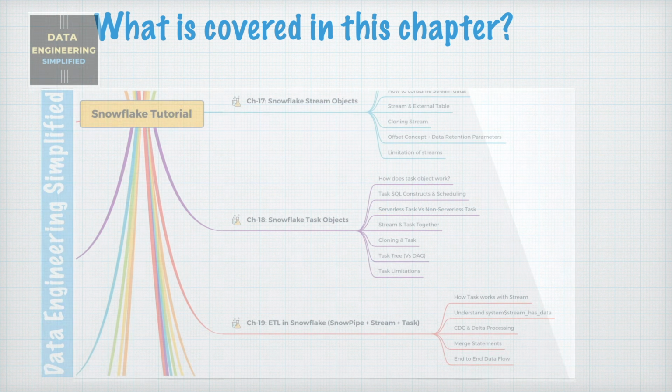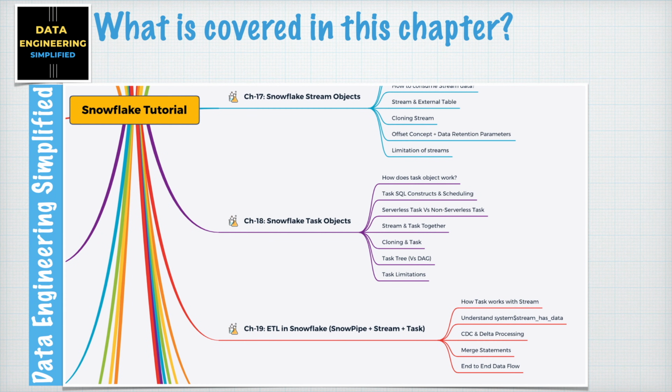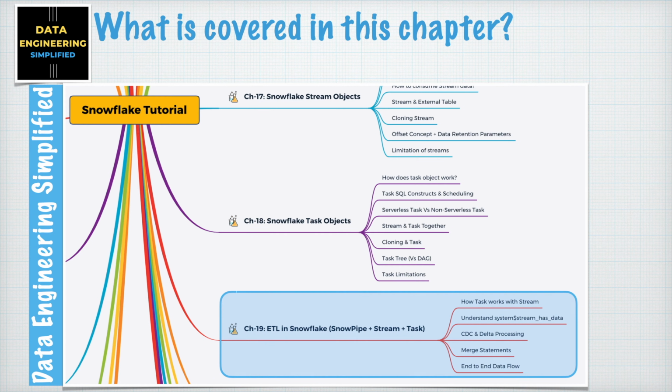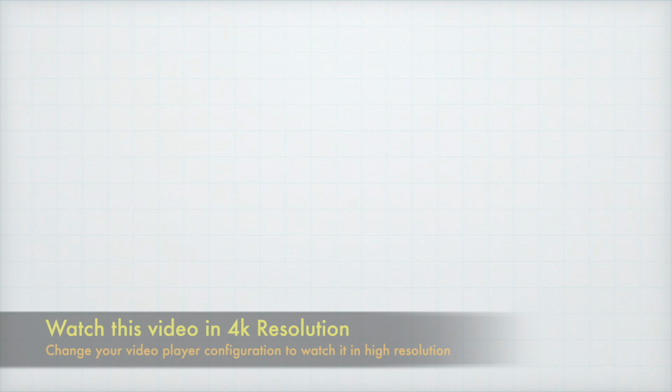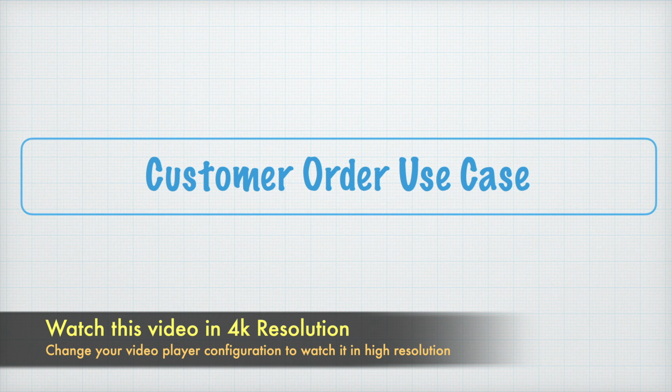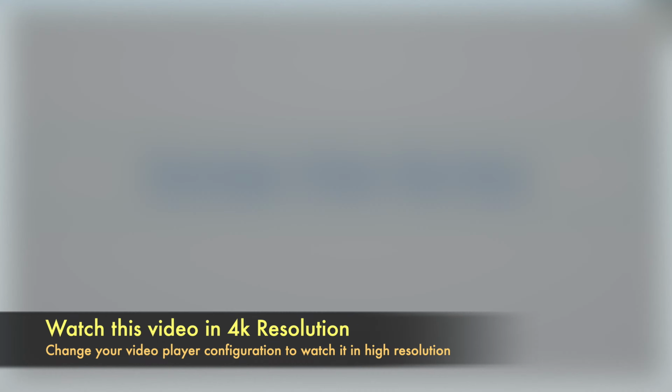This 19th episode will primarily focus on end-to-end data processing technique using pipe, stream, and task within Snowflake. We will practice everything using the Snowflake free trial edition and have a hands-on exercise to cover all the concepts listed in this slide. Let's understand the use case before we build the ETL pipeline in Snowflake.